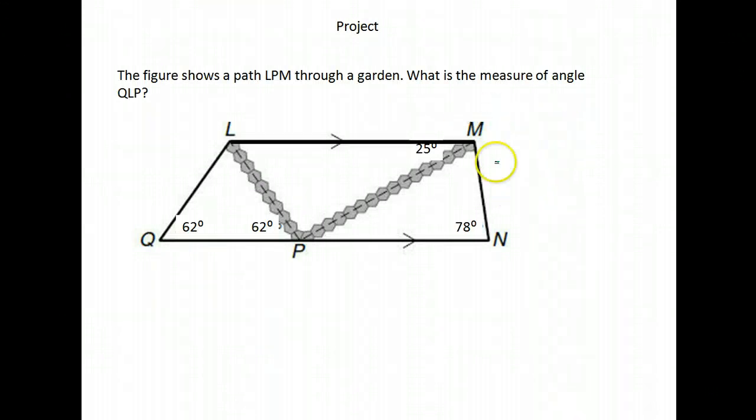All right, here are some project questions. I've changed the numbers, so just use this as kind of a guide of what kind of process you would go through to solve the problems on the project. It says the figure shows a path LPM through a garden. Okay, so this is the path from L to P to M. What is the measure of angle QLP?